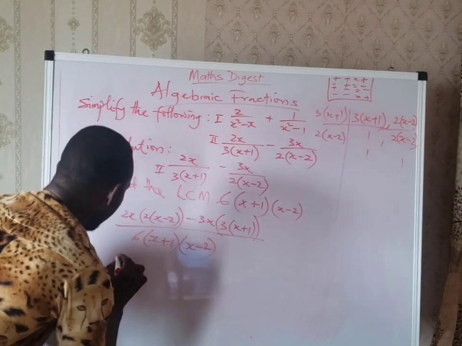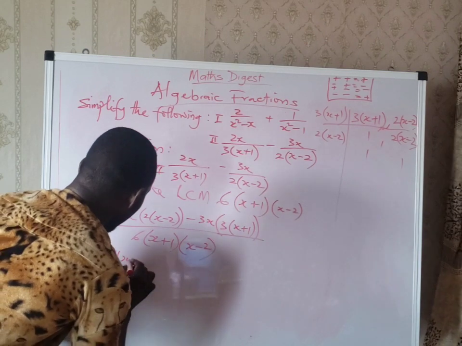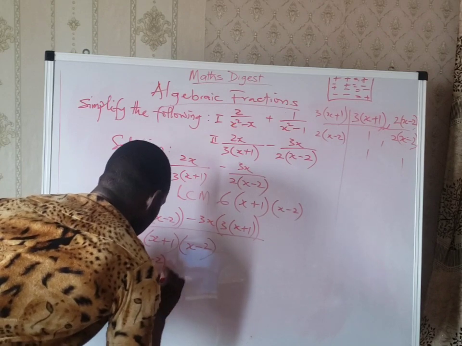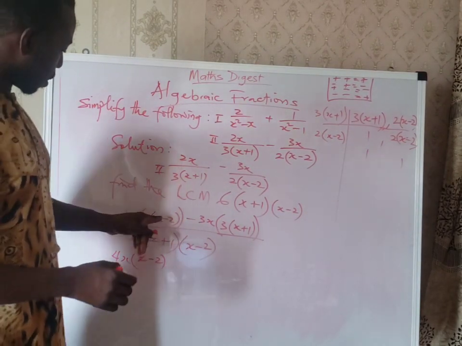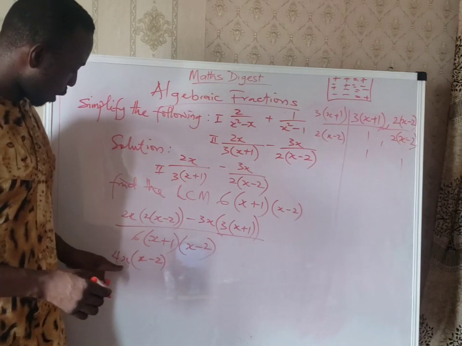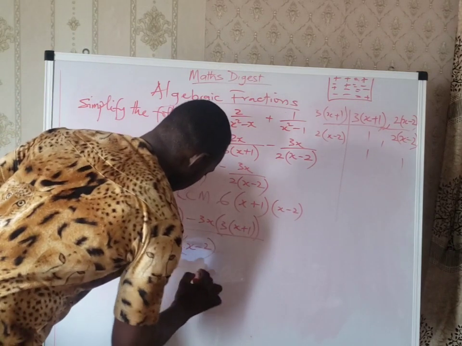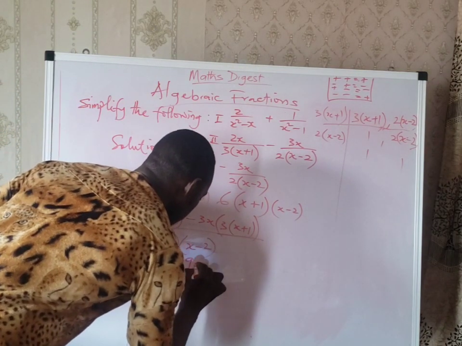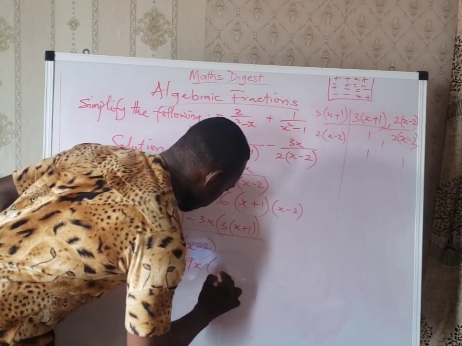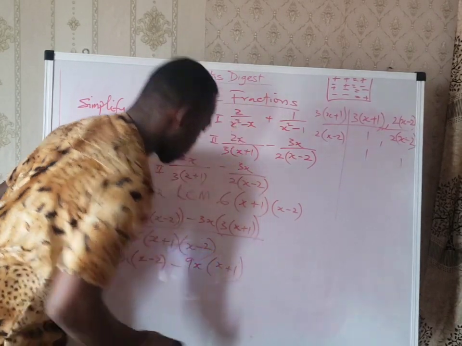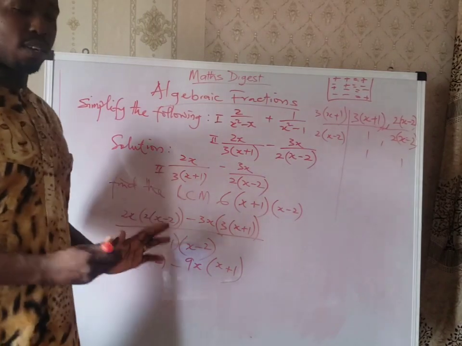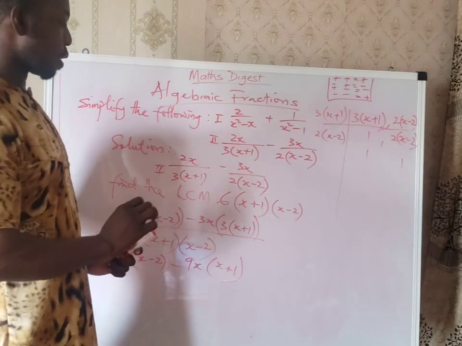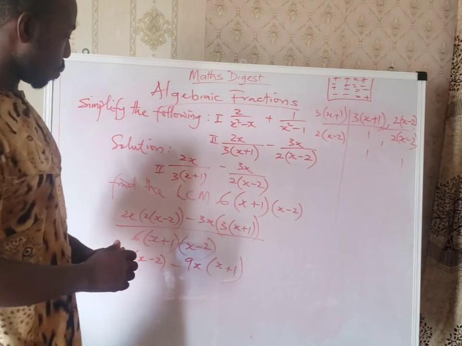So this times this will give us 4x. And we'll still bring this thing down here. So this 4x will multiply this. Now we have minus 3x times 3 will give us 9x. So we take it gradually. Mathematics, you take it gradually, so I don't make mistakes. Any mistake you make, we mark the whole process.